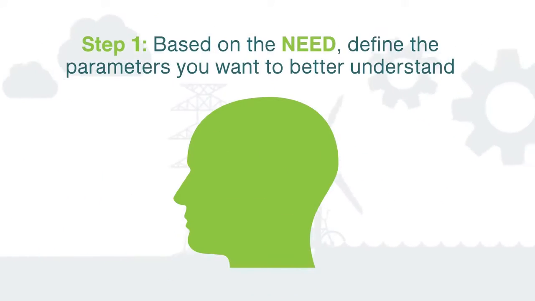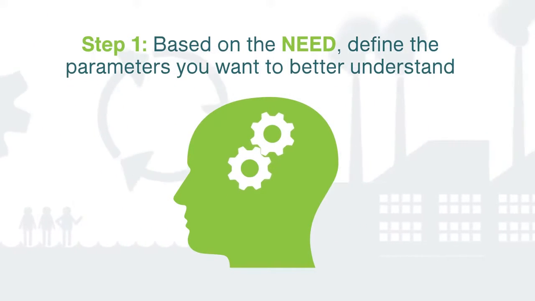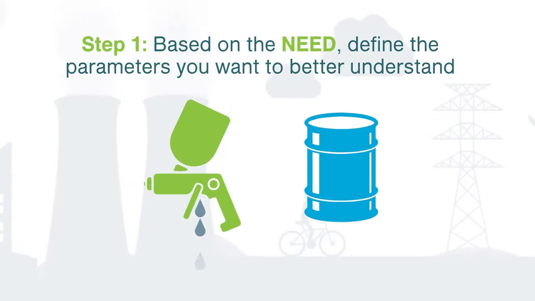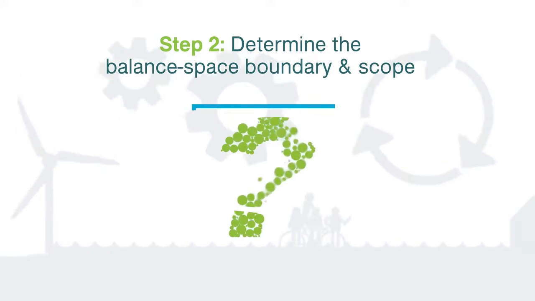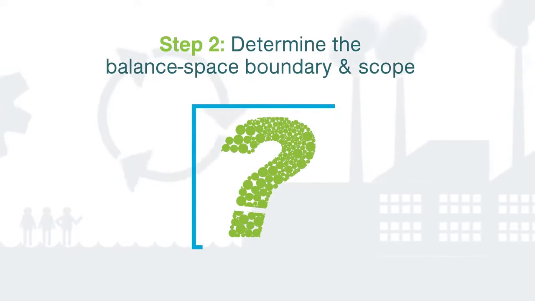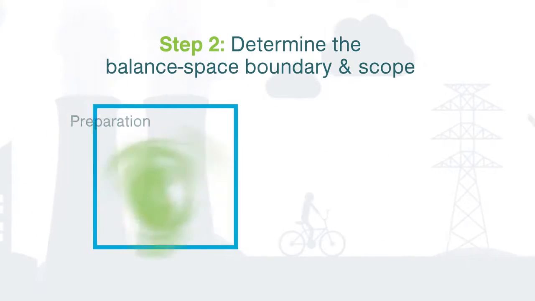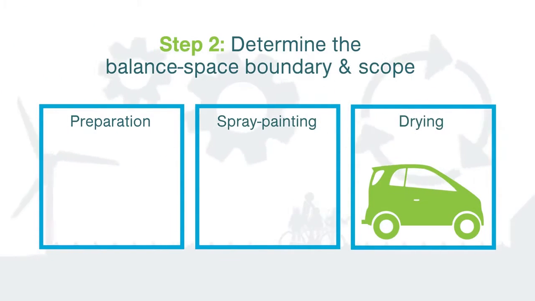Step 1. Based on the need, define the parameters you want to better understand. For example, paint and solvent use, losses, and other process materials. Step 2. Determine the balance space boundary and scope. In our instance, the boundary has been set to include the preparation, spray painting, and drying chamber.